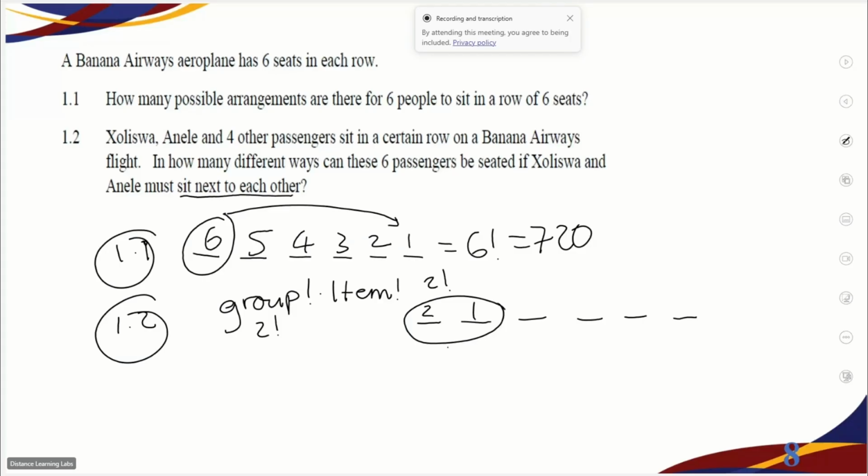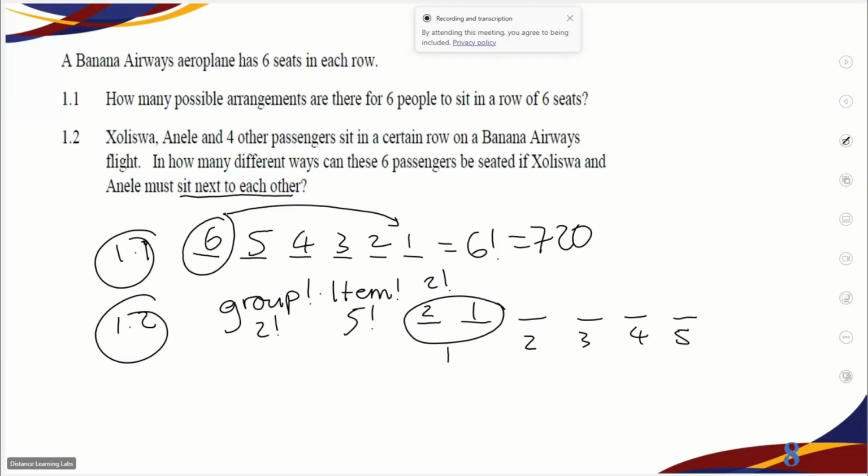This would be item number 1, item number 2, number 3, number 4, number 5. Therefore, the number of items that we have would be 5. Then our response for the items would be 5 factorial. Remember, you only add 1 if the position is not fixed as well. If the position was fixed, then the items would be 4.